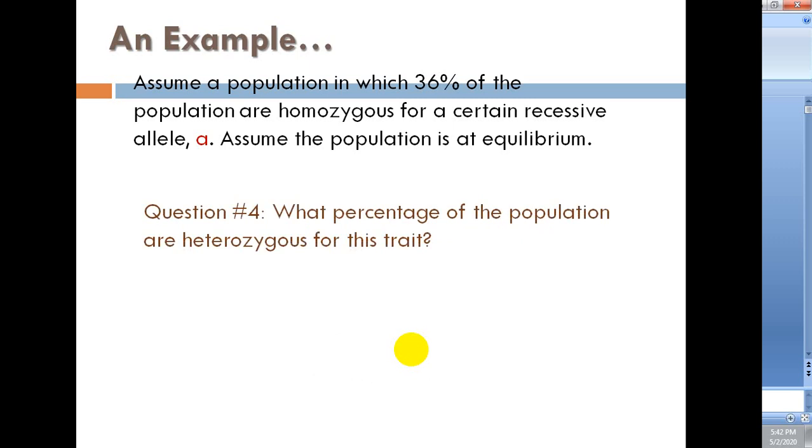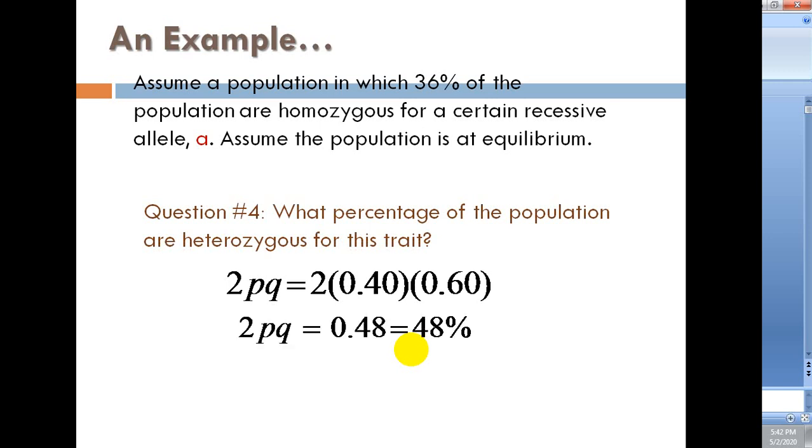Now, what percentage of the population are heterozygous? p is 0.4, q is 0.6, so 2pq will be 0.48, that is 48% of the individuals in the population are heterozygous in nature.